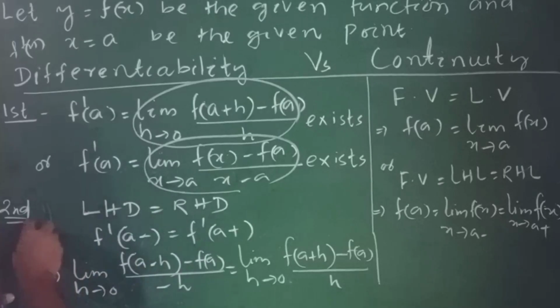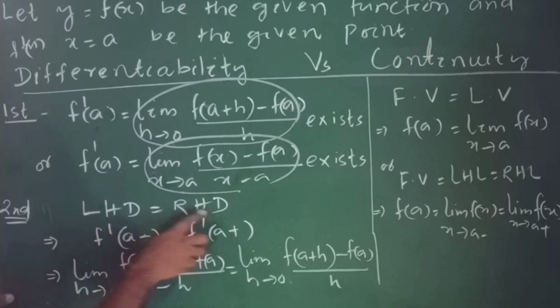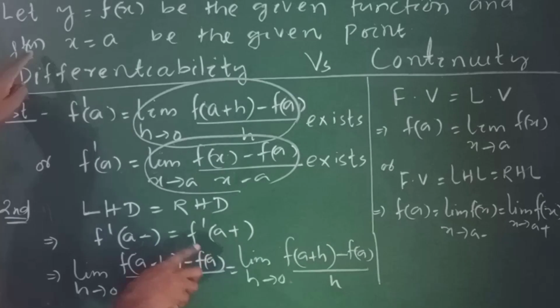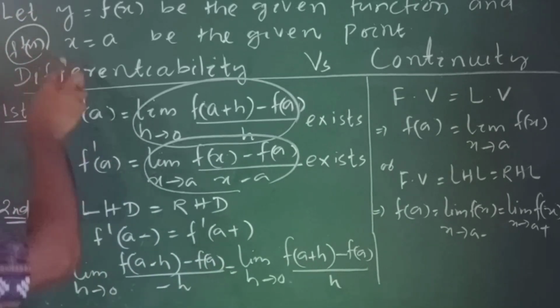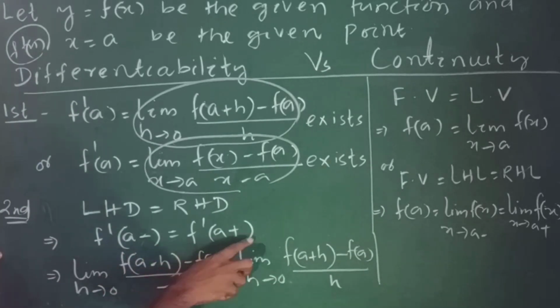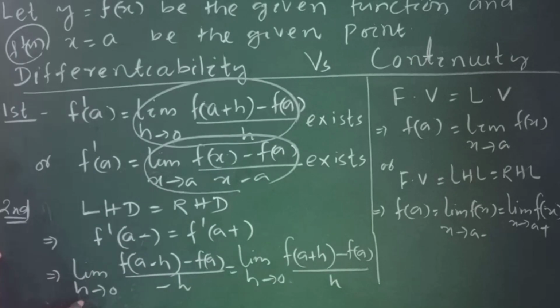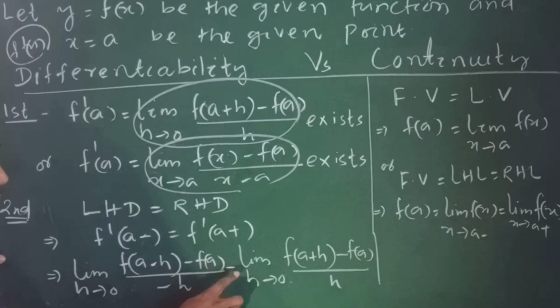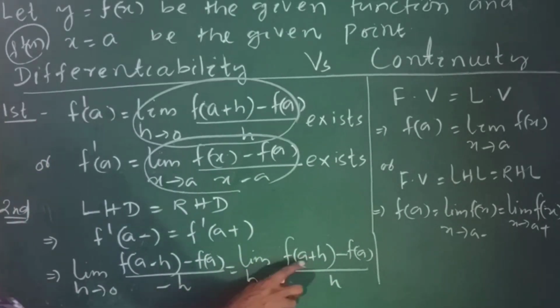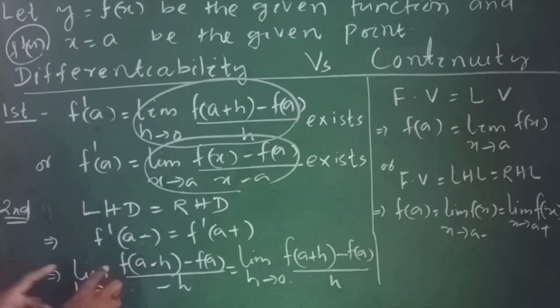And another condition, second method, is if left hand limit is equal to right hand limit. That is f dash a minus is equal to f dash a plus. F dash a minus means left hand derivative, f dash a plus means right hand derivative. The formula for f dash a minus is limit h tends to 0 of f of a minus h minus f of a by minus h, and the formula for right derivative is limit h tends to 0 of f of a plus h minus f of a by h. The difference between these two is here is plus h, here is minus h. So if left hand limit is equal to right hand limit, then the function is differentiable.